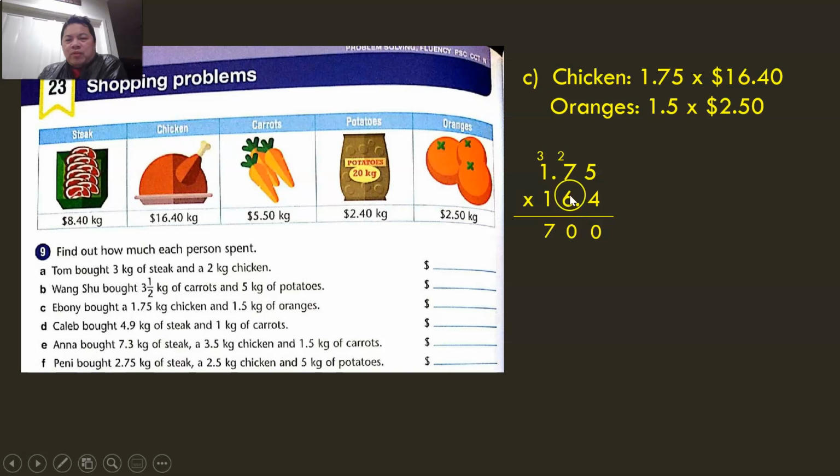So move to the next one, multiply the tens, 0, 5 times 6 is 30, 7 times 6 is 42, 42 plus 3 is 45, 1 times 6 is 6, 6 plus 4 is 10. So we go to the hundreds, so we put 2 zeros, 5 times 1 is 5, 7 times 1 is 7, 1 times 1 is 1.